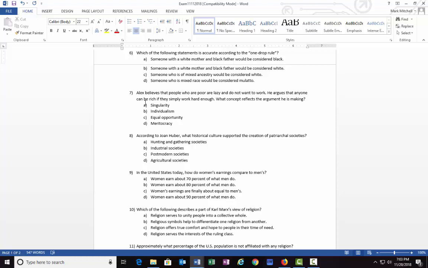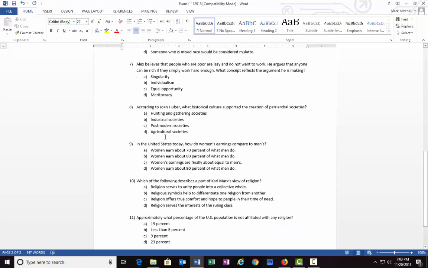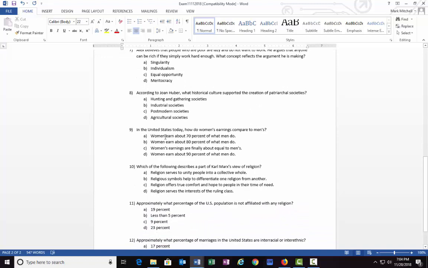Alright, and so the one-drop rule, the best answer by far on number 6 is definitely A, someone with a white mother and a black father would also be considered black. That is really a great example of the one-drop rule.